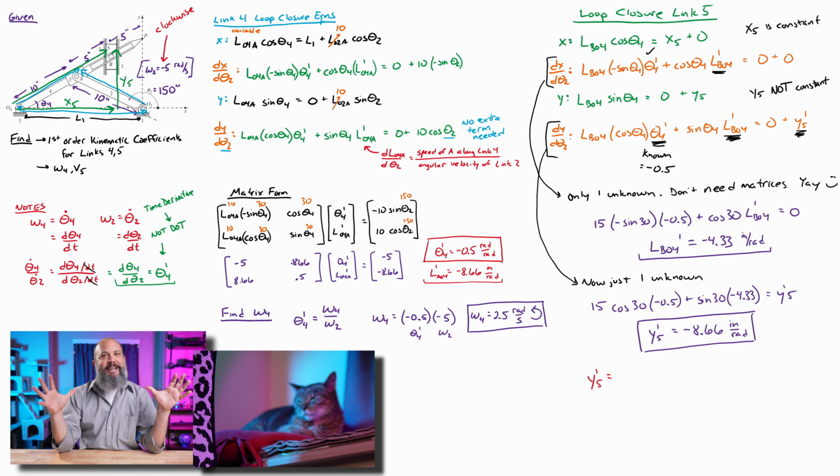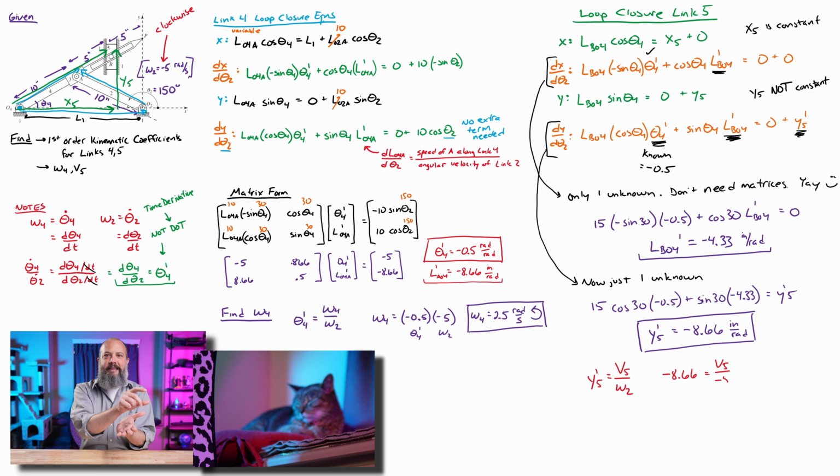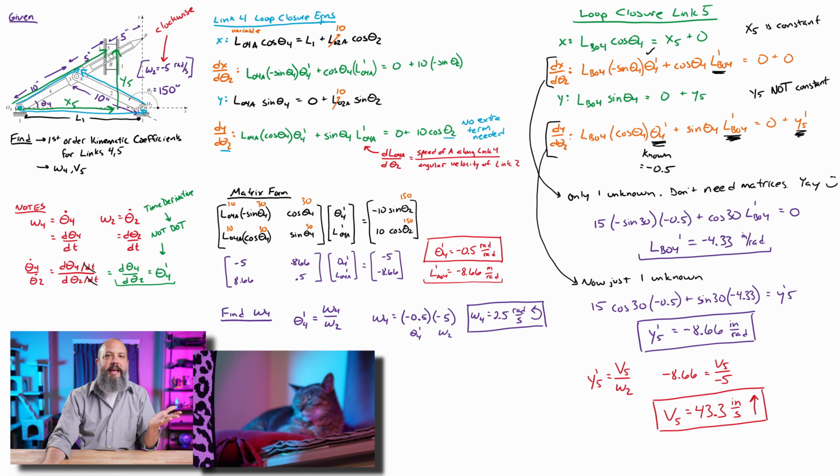And this is useful when the input can change, so you can plug in any input value you want. If you have a motor that has 3 different speed settings, you can just plug in all 3 of your speed settings rapid fire and find the 3 possible velocities that your output would be at. In this case, the speed is -5 radians per second, which gives us V5 of 43.3 inches per second.